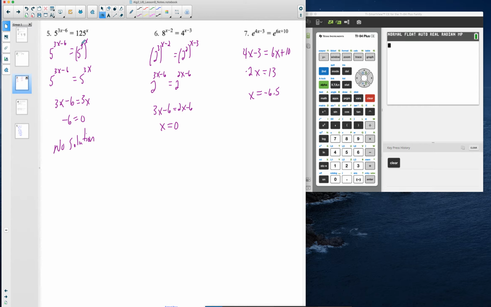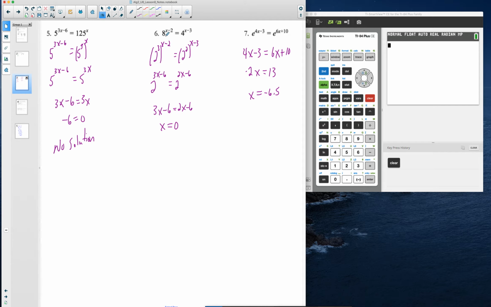Now notice when I do my power to a power property, I get 5 to the 3x on the left. So now my bases match, therefore my exponents have to match. But notice what happens here. I get negative 6 equals 0. Well, what that tells me is that there's not a solution to this problem. So those things that we know about getting no solution still apply if it works out to be so once we're solving for x.